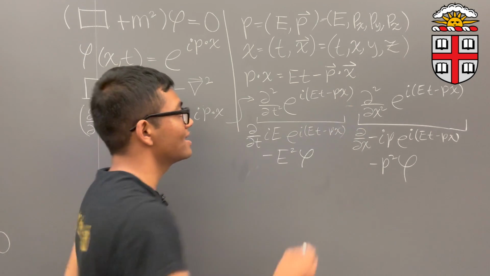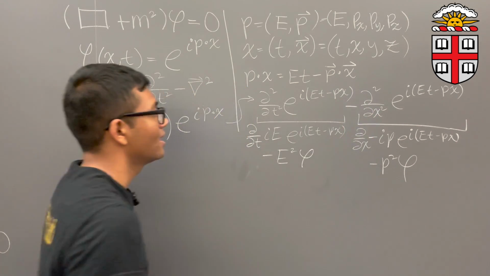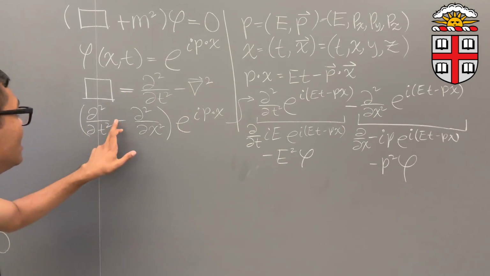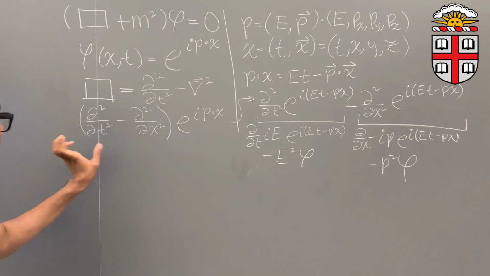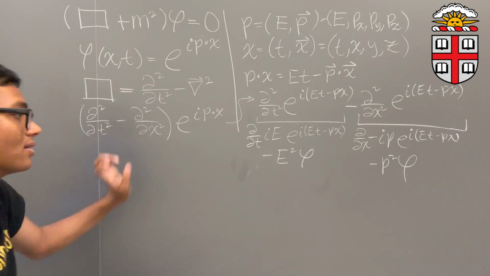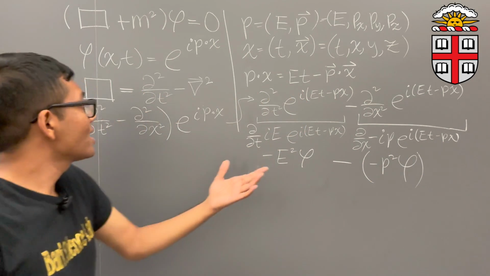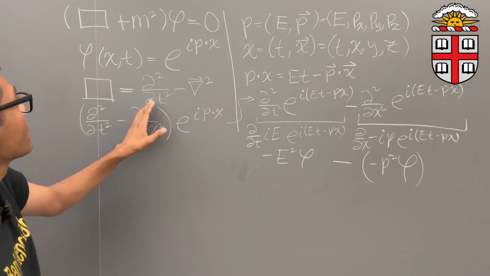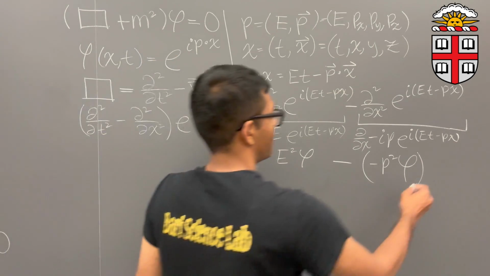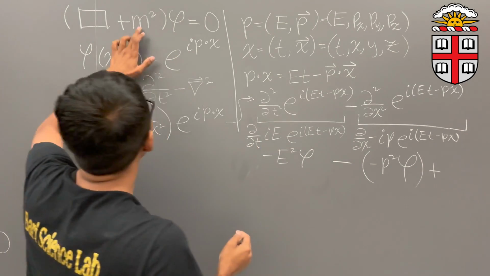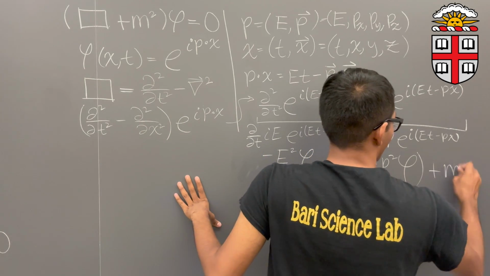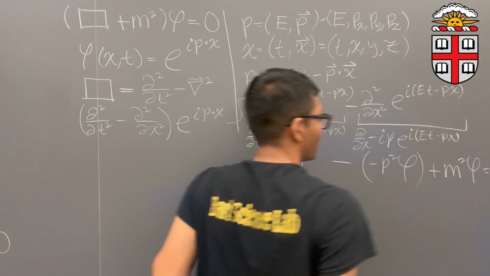Don't forget there's a minus between these two guys, owing to the fact that we have the d'Alembertian as the temporal derivative minus the Laplacian. So this is going to be minus this. And finally, what is all of this equal to? Well, this is all plus m squared, plus m squared phi is equal to 0.